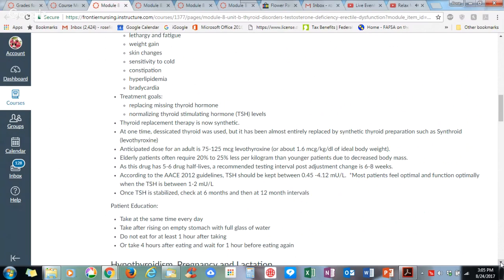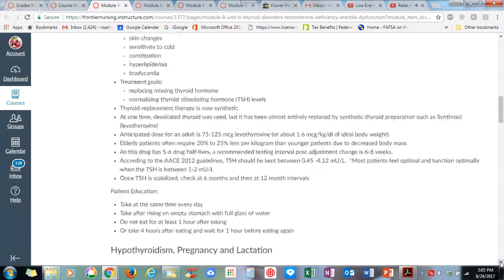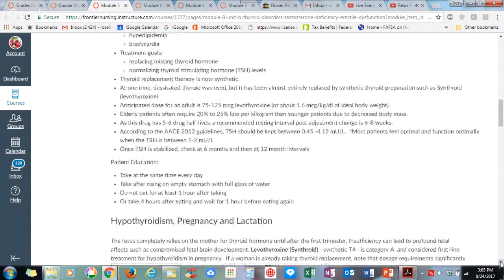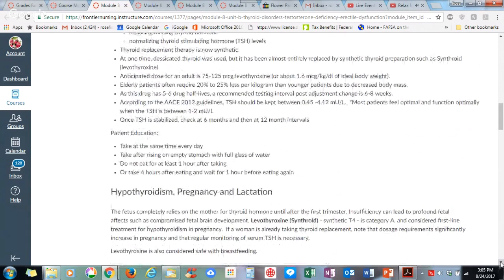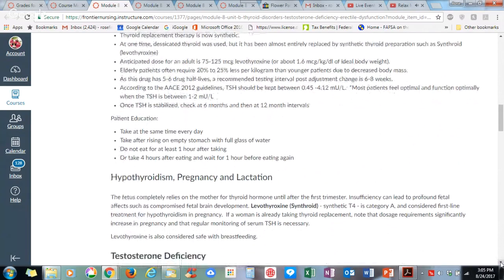At one time, desiccated thyroid was used, but it has been almost entirely replaced by synthetic thyroid preparations, such as Synthroid or levothyroxine. Anticipated dose for an adult is 75 to 125 micrograms levothyroxine, or about 1.6 micrograms per kilogram of ideal body weight. Elderly patients often require 20 to 25% less per kilogram than younger patients due to decreased body mass.